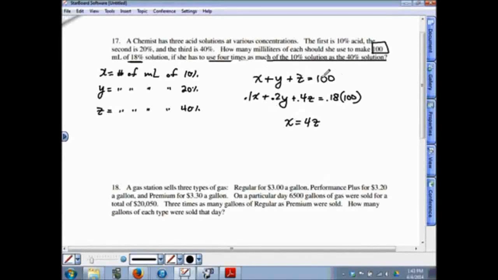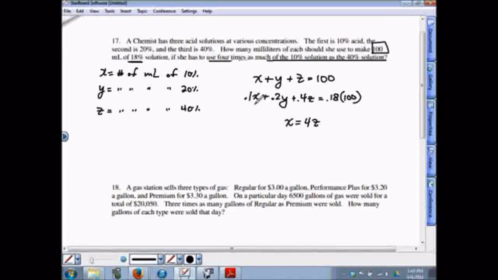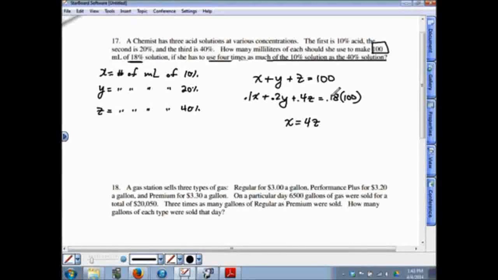Now we have a system of equations. We have 3 equations, 3 variables. We need to solve this. Let's clean this up a little bit though, especially this middle equation. Not like in these decimals. So first of all, 0.18 times 100, that's just 18. And then if we multiply that middle equation by 10, that's going to get rid of the decimals. So let's go to the x plus y plus z equals 100, and then if we multiply that middle equation by 10, we get x plus 2y plus 4z equals 180.